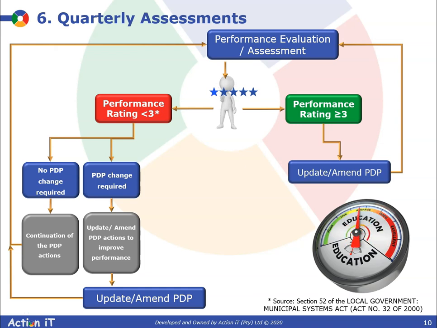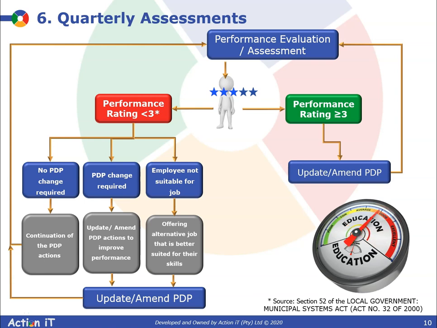The third outcome is where it has become clear that the employee is not suitable for the job for which he or she has been employed. The manager and the employee will meet, with the assistance of the HR team, and agree on an alternative job that is better suited for the employee's current skill set. Once agreement is reached on the new job, the PDP will be updated and amended to reflect the new job. The employee will then be assessed again in the next quarter.